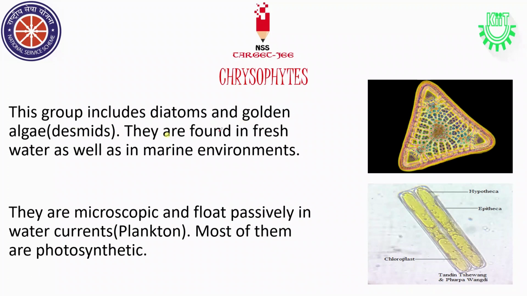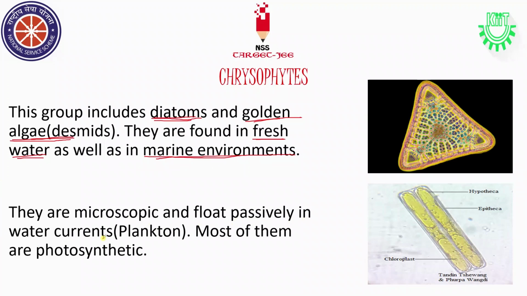Chrysophytes. These groups include diatoms and golden algae, also known as desmids. What does this group contain? Diatoms and golden algae. They are found in freshwater as well as marine environments.